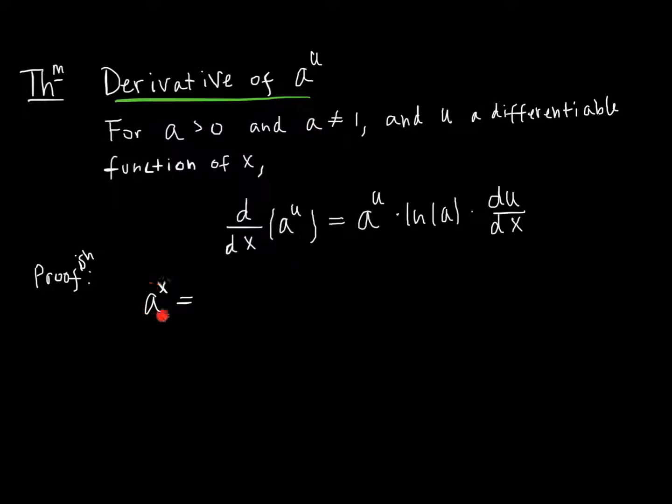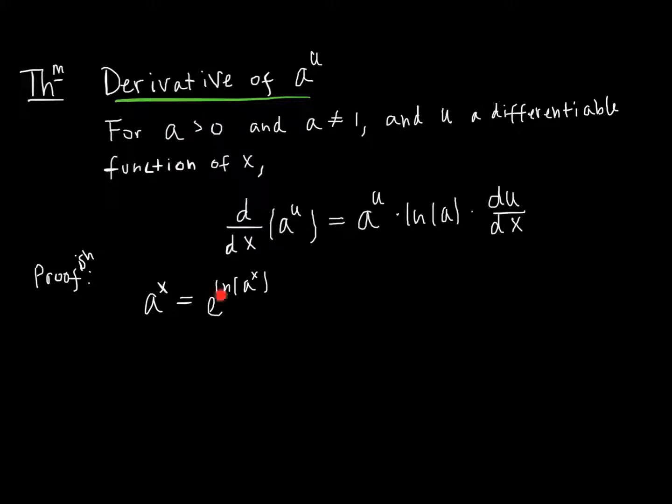So if I have some function a to the x and I want to differentiate it, remember that we already have a rule and a way for differentiating e to the x. So if I can somehow rewrite this where it's in terms of e to the something, then I'm in good shape. And so the way that I can do that is by taking advantage of the fact that if I have some value and I take e to the natural log of whatever that value is, it's the same thing.